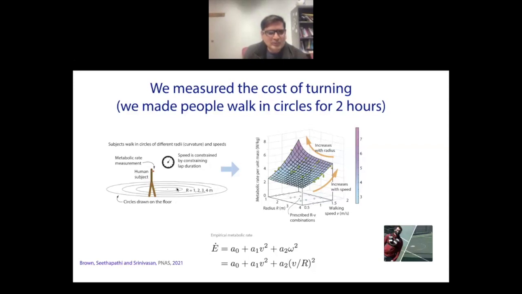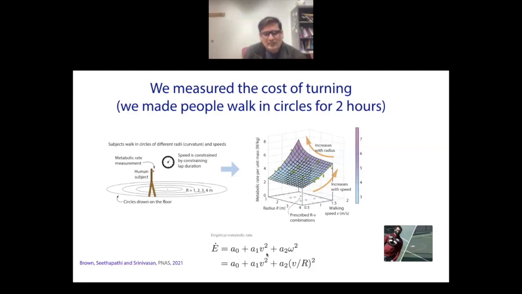But once we were able to get the metabolic cost for each of these radii and different speeds, we could fit a very simple empirical metabolic cost model again. We just very slightly modified the straight line walking model, which is in this case A0 plus A1 V squared, with a turning cost model, which is omega squared, identical to (V over R) squared in this particular case, where V is the tangential velocity and R is the radius of the circle.